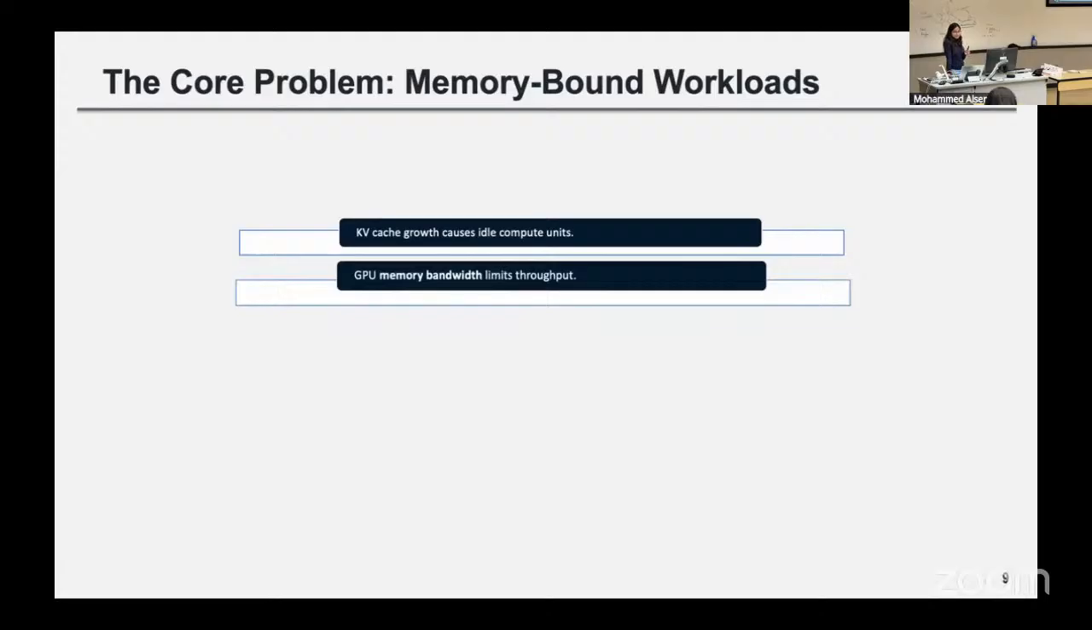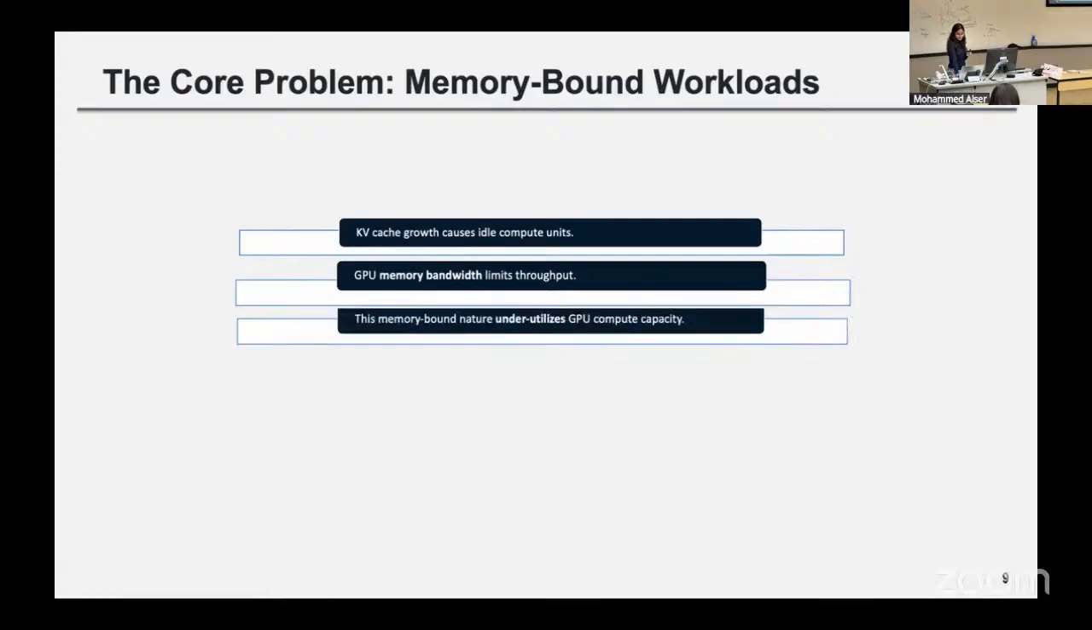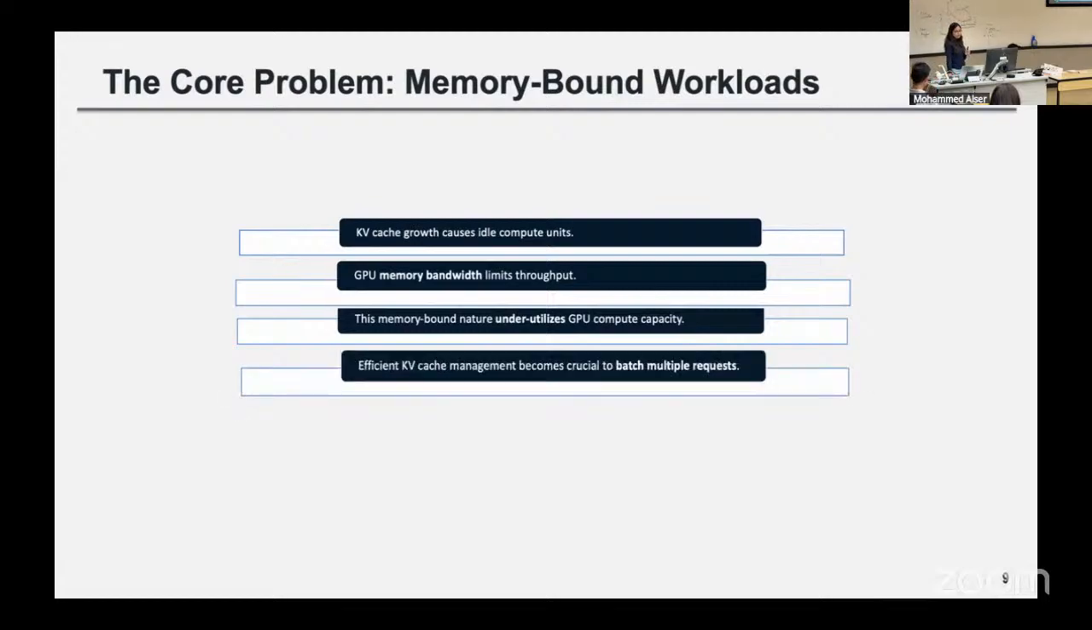Next is that GPU memory bandwidth limits throughput. What memory bandwidth means is how fast the GPU can move data in and out of memory. It becomes the main issue. The GPU can do a lot of math, but it spends time waiting on data to arrive. So throughput, or overall speed of serving, drops. And this memory bound nature underutilizes GPU computation capacity. So efficient KV cache management becomes crucial to batch multiple requests.